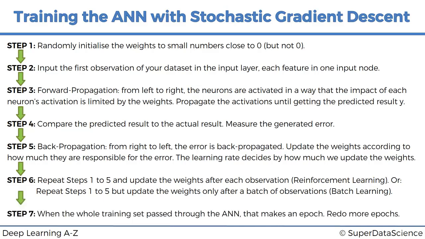And step 7, when the whole training set passed through the artificial neural network, that makes an epoch. Redo more epochs. So basically you just keep doing that and doing that and doing that, allowing your neural network to train better and better and constantly adjust itself as you minimize the cost function. So there we go. Those are the steps you need to take to build your artificial neural networks and train it. And these are the steps that you will be taking together with Hadelin in the practical tutorials.